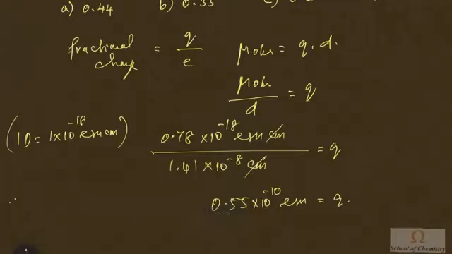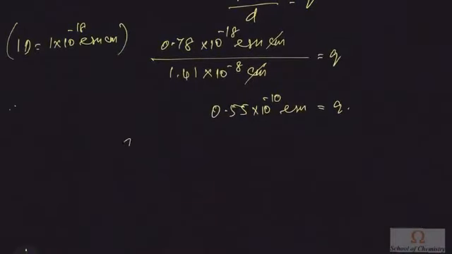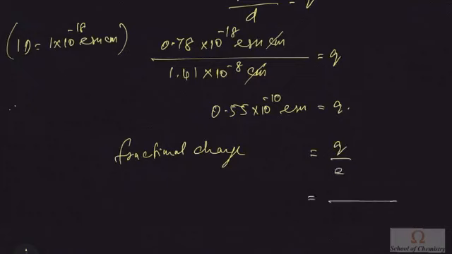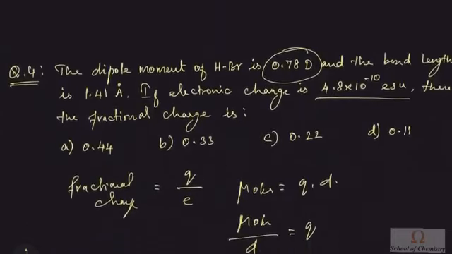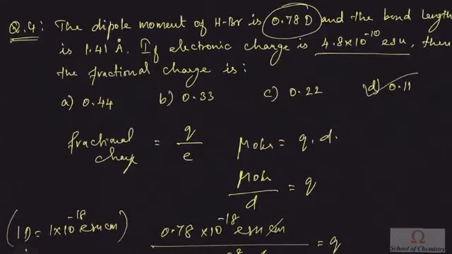Now the fractional charge. So fractional charge is nothing but Q by E. So Q, we know that it is 0.55 into 10 to the power minus 10 ESU, and denominator E value is the standard value 4.8 into 10 to the power minus 10 ESU. So if I work out that, they'll get cancelled and I'll get a value which is very closer to 0.11, which means option D is the right answer.